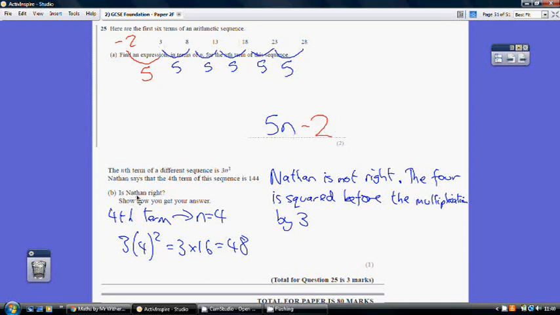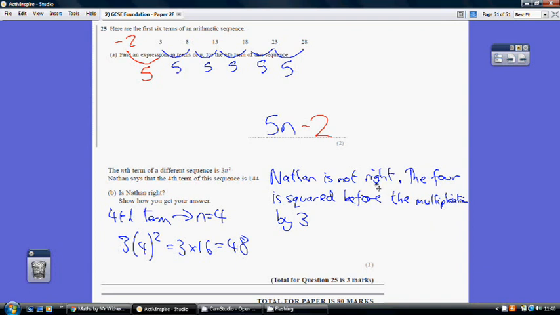Now for part B, is Nathan right? So Nathan says the 4th term of this sequence would be 144. Now when it's the 4th term, that is when n equals 4. So we just substitute 4 into this nth term expression and see if we get 144. So substituting 4 in, we get 4 4s are 16. We do the power first, following BIDMAS, so that's 16. 16 times 3 is 48.